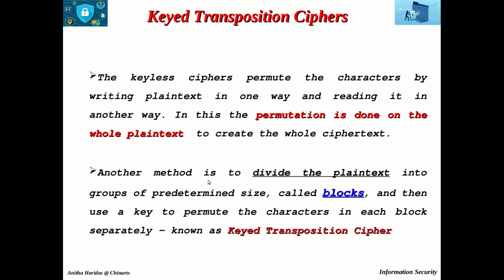Now another method is to divide the plain text into groups of predetermined size, which we call blocks, and then use a particular key which will be shared between the sender and receiver to permute the characters in each block separately. This is known as keyed transposition cipher. So the point to be noted here is the plain text is to be divided into blocks and then a secret key must be shared between the sender and receiver. Let us see an example here.